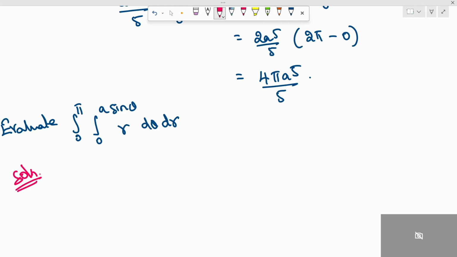Here r and theta are variables. The outer limit is 0 to pi, constant. Always our outer limit will be constant only, but in the inner integration we are having a variable limit, theta here, variable limit.